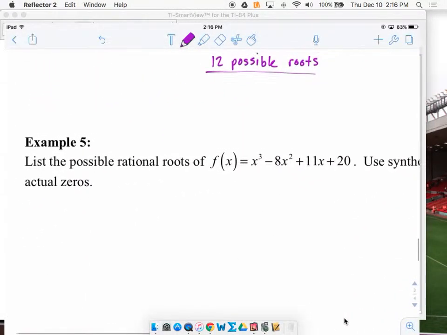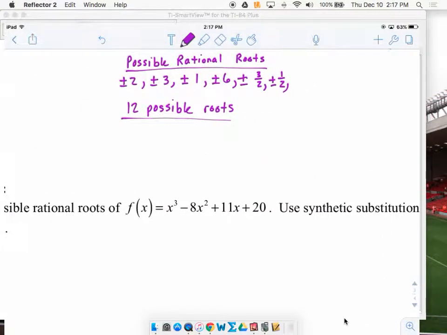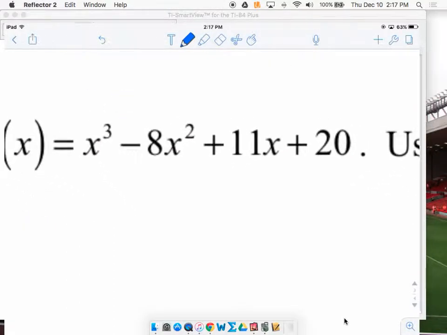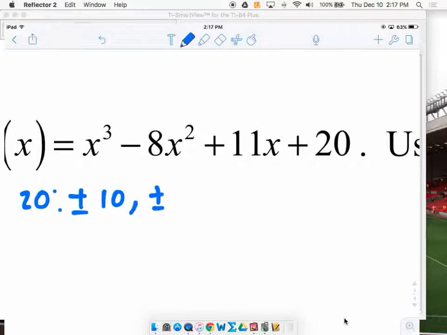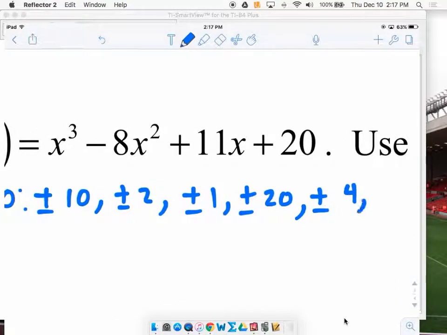Okay, so list the possible roots and then use synthetic substitution to help you figure out the actual zeros. Okay, so we've already done that. So if I have 20, factors of 20 are what? Plus or minus 10, plus or minus 2, plus or minus 1, plus or minus 20, plus or minus 4, and plus or minus 5, right?